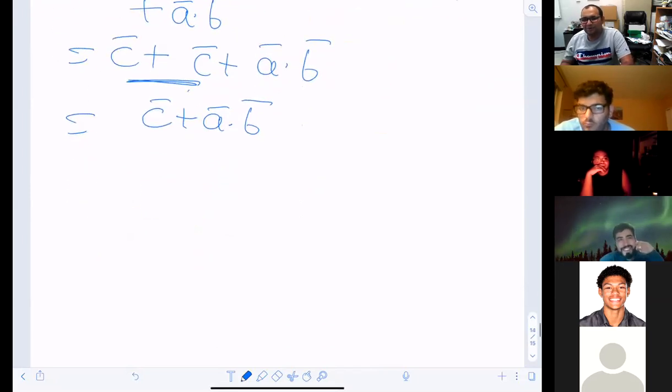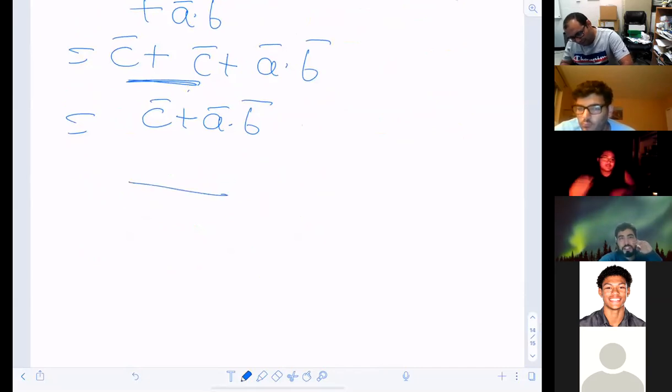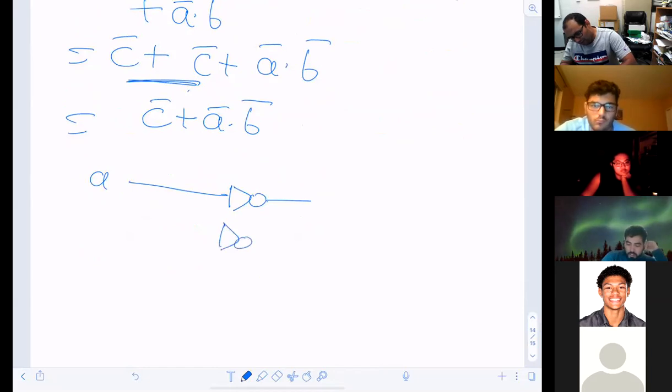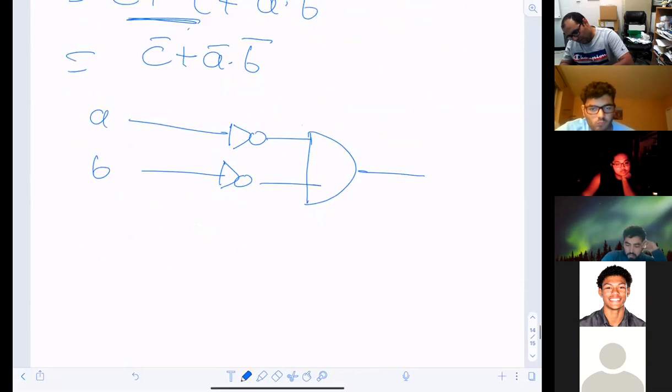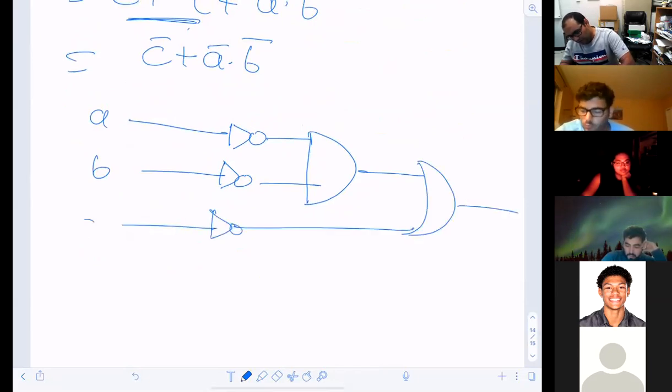So basically, if we look at it as a circuit, you already have A NOTed and B NOTed. Then these will be ANDed, and that will be ORed with NOT C.